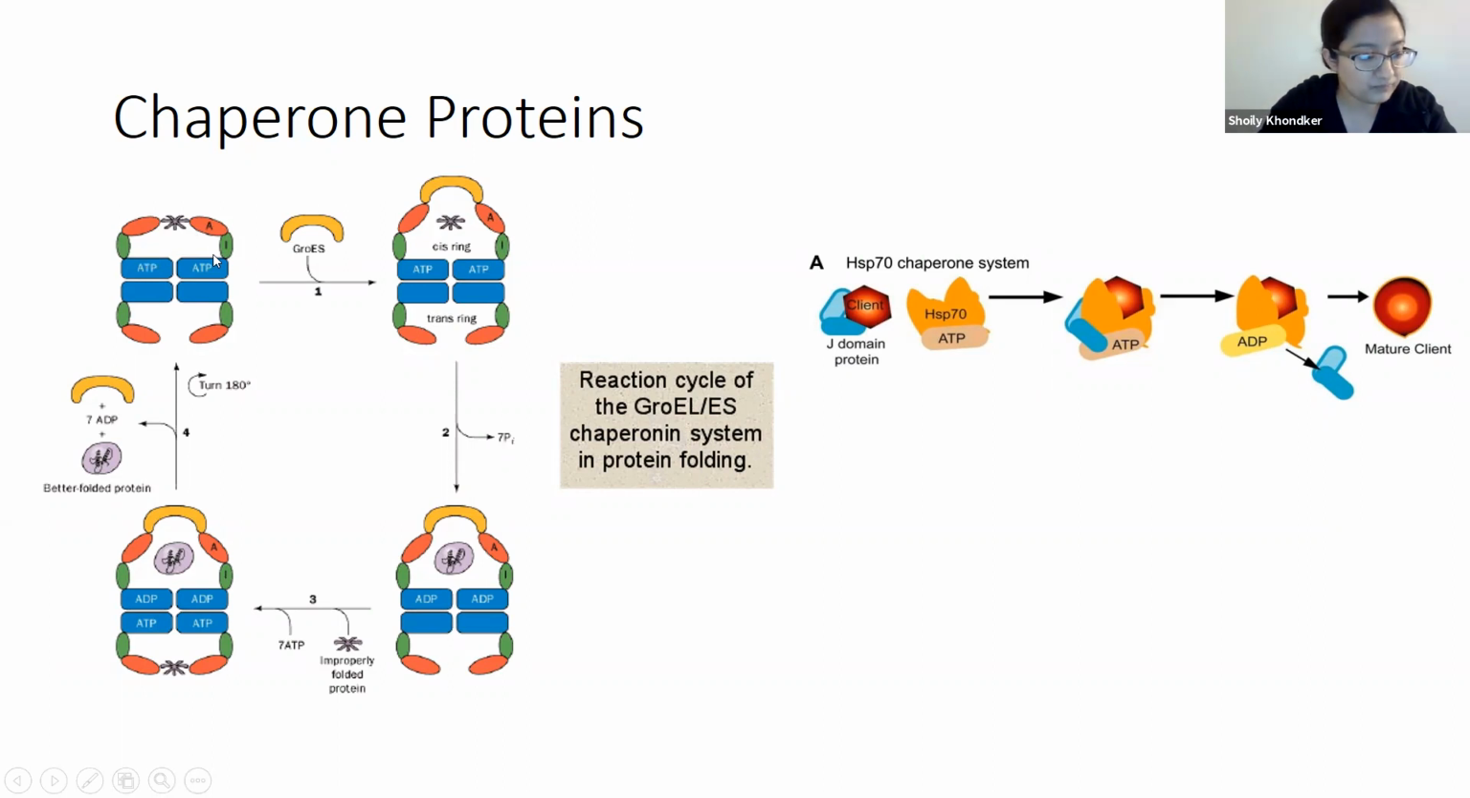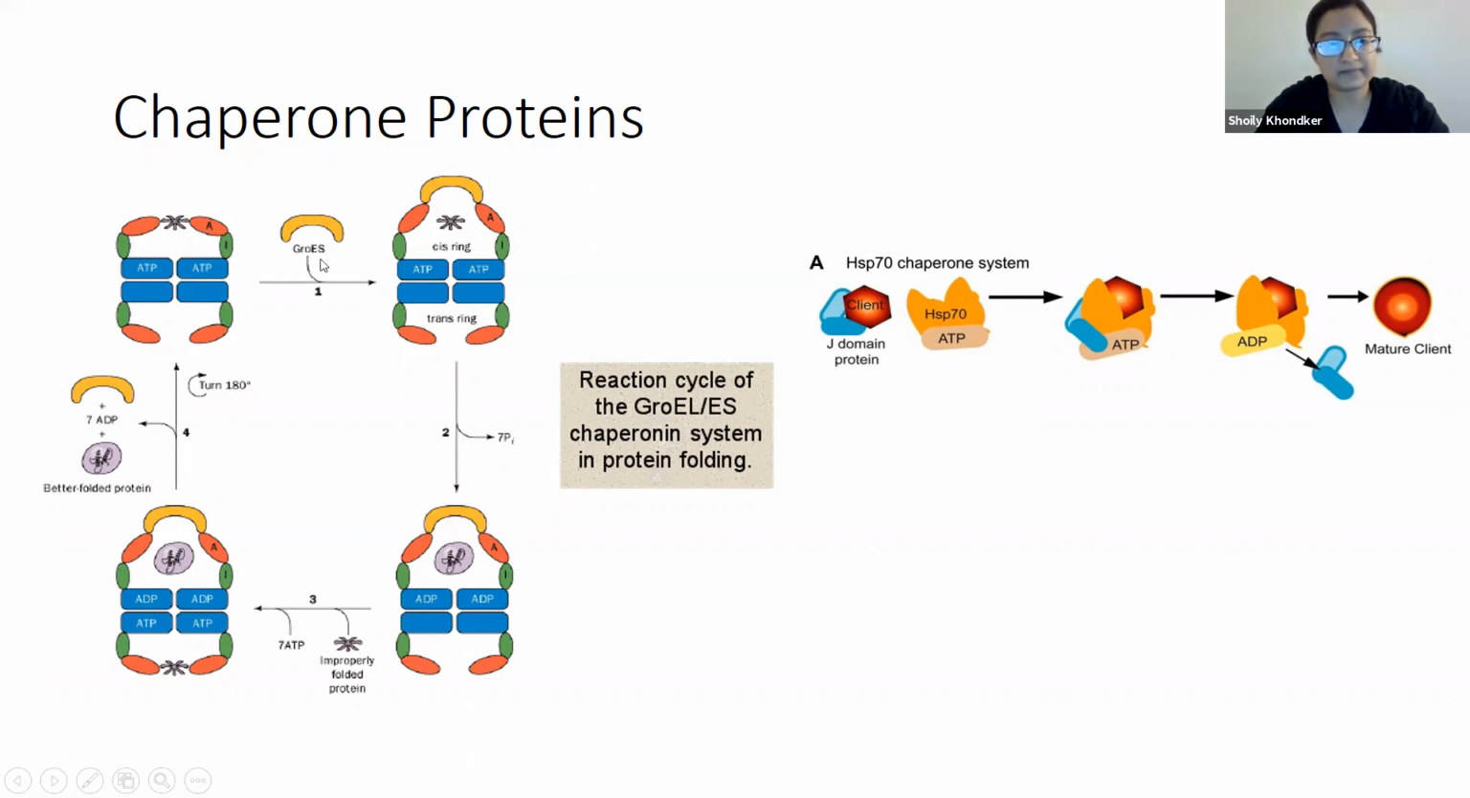So this barrel essentially acts as an isolation chamber, which prevents misfolded proteins from forming aggregates. The misfolded protein enters through this opening in one end of the barrel. Usually only one side of this complex is in use at any given point.